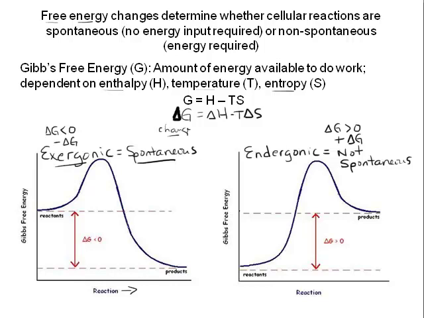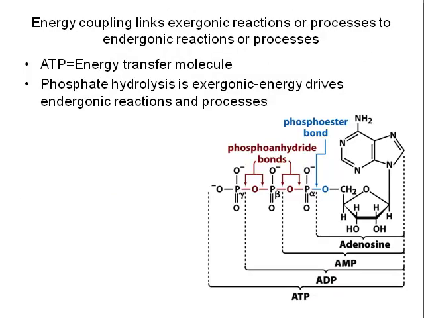Okay, so exergonic reactions release energy, and endergonic reactions require energy. Most cellular processes and reactions are endergonic. How does the cell supply the energy input required to make them happen? Using the energy capacity of adenosine triphosphate, ATP.